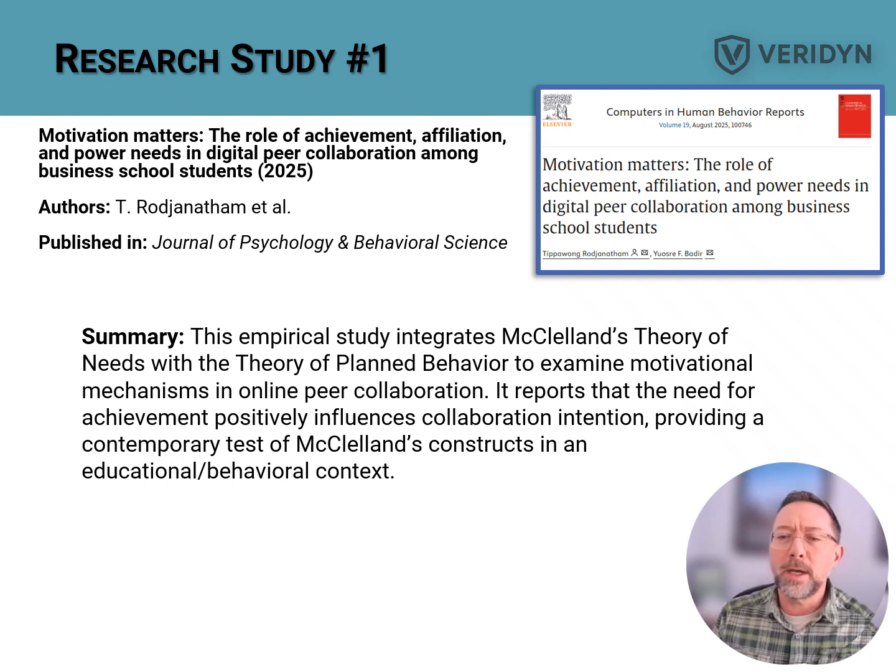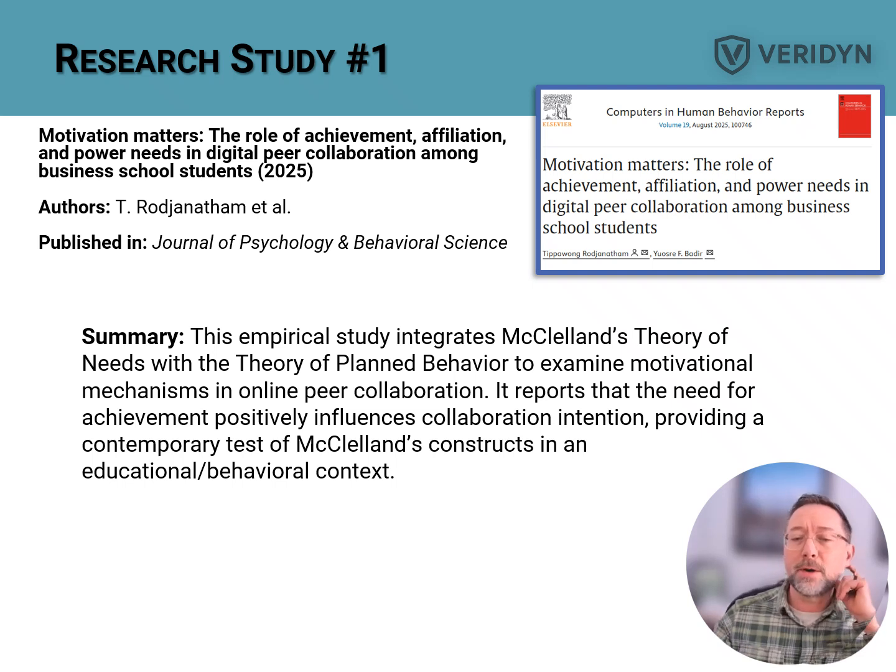So time's going quick. I'll go over these three research studies briefly. I found this one, Motivation Matters, the role of achievement, affiliation, and power needs in digital peer collaboration among business school students. So this is a recent article. I thought it was neat because it's kind of modern day, digital peer collaboration. So taking McClelland's theory from back in the 60s, how does that work with students today online? So I thought it was a neat study.